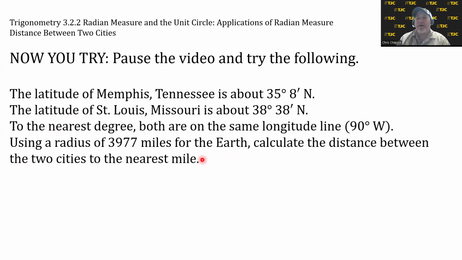I will tell you that when you find the central angle by subtracting the latitude measurements, you will have something in degrees and minutes, which you should probably convert to decimal degrees before you convert to radians. Pause the video, give it a try. All right, here's your fair warning if you haven't paused the video yet. Solutions in three, two, and one.